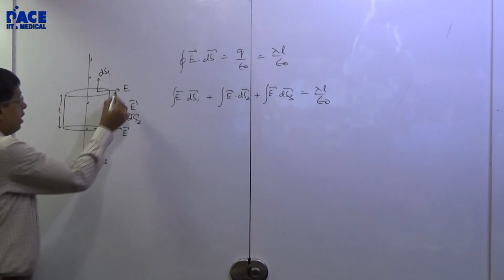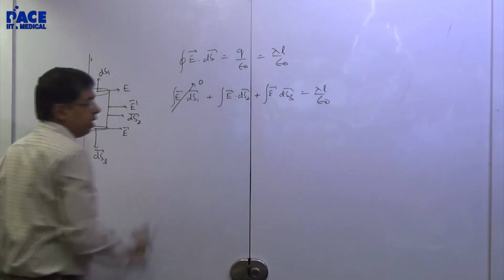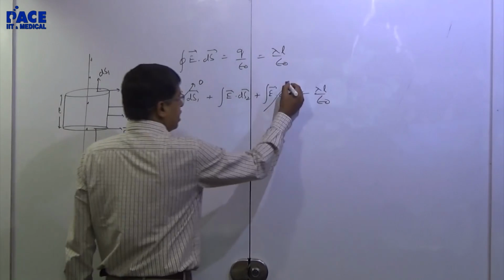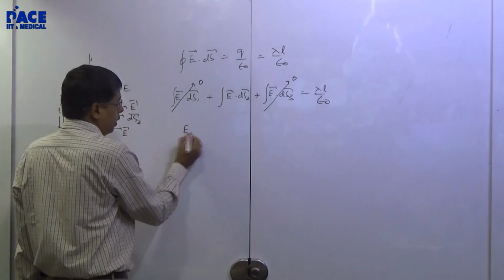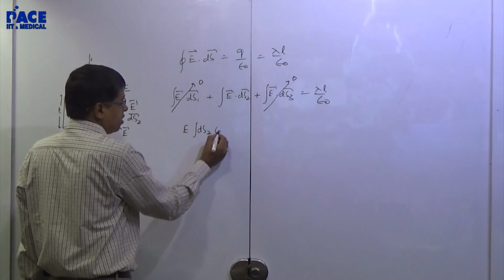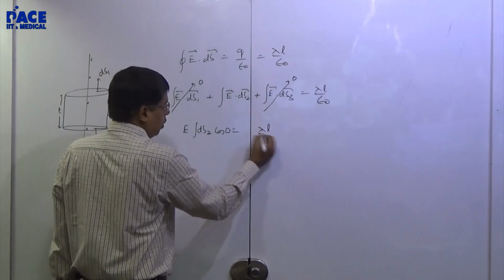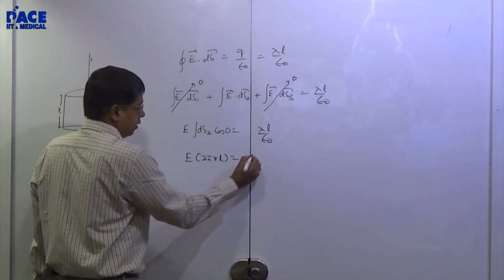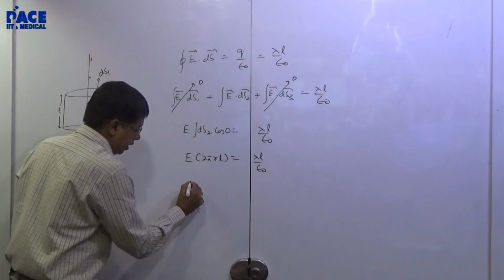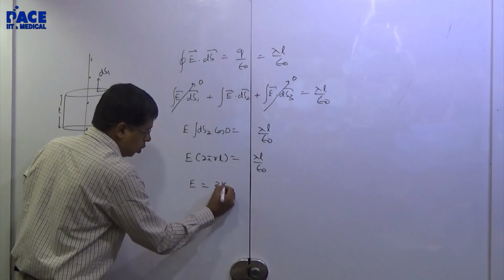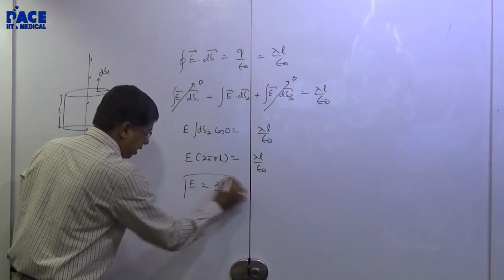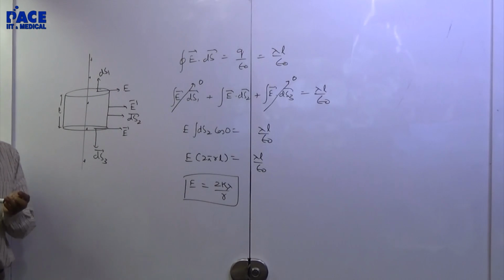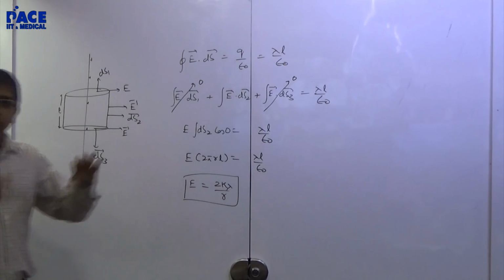Yes, sir. E dot ds1 will be 0. Why? E dot ds3 will be 0. E integral ds2 cos 0 is lambda L by epsilon naught. E times 2 pi R L is equal to lambda L by epsilon naught. E is equal to 2k lambda by R. Listen, I have proved my point.